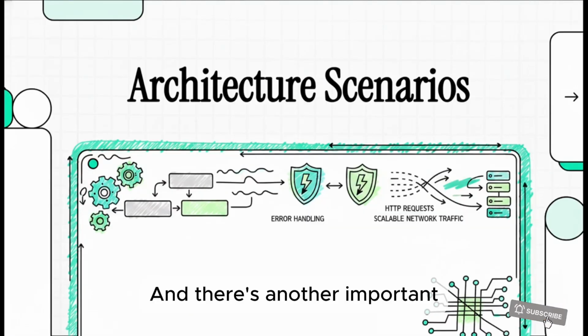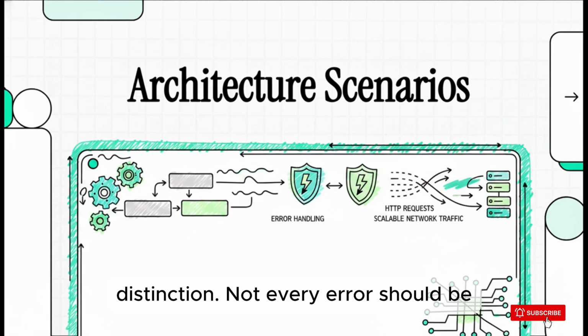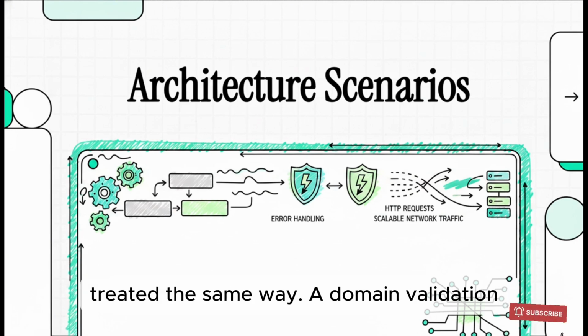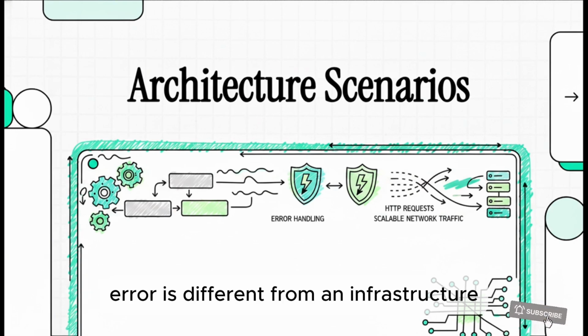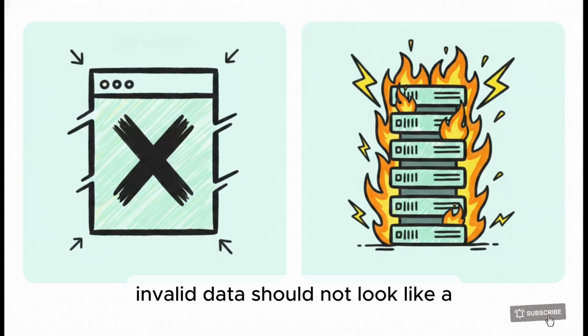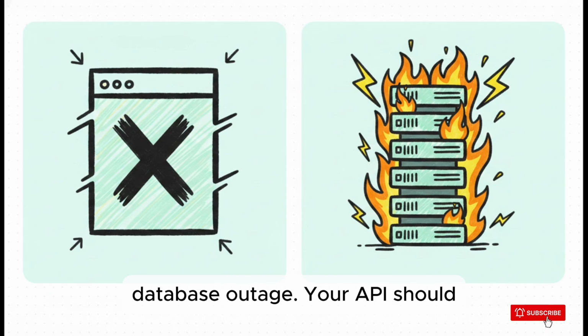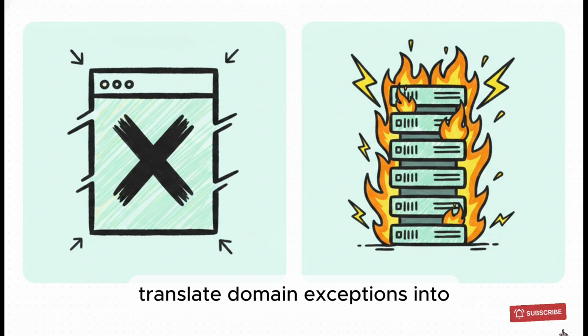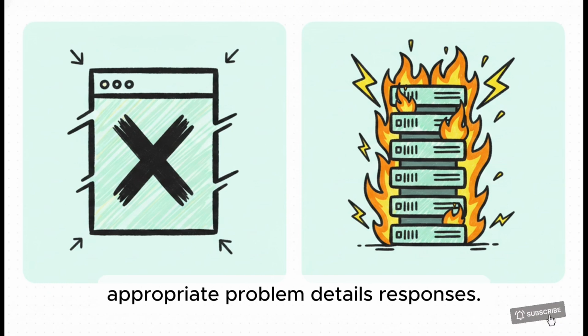And there's another important distinction. Not every error should be treated the same way. A domain validation error is different from an infrastructure failure. For example, a user entering invalid data should not look like a database outage. Your API should translate domain exceptions into appropriate problem details responses.